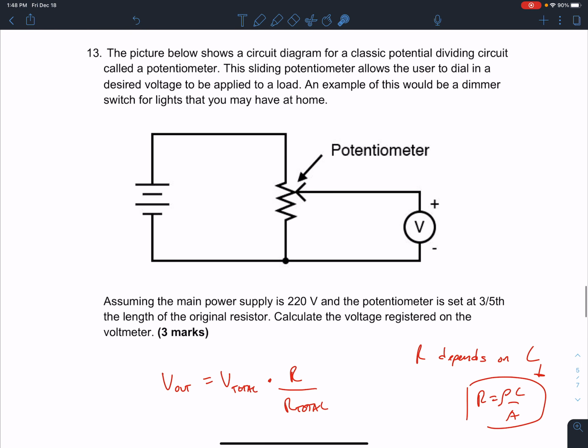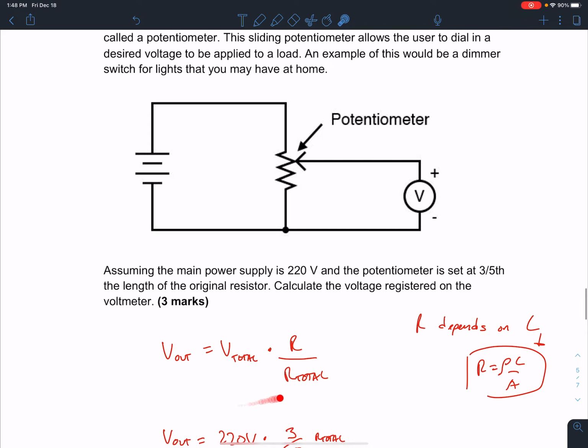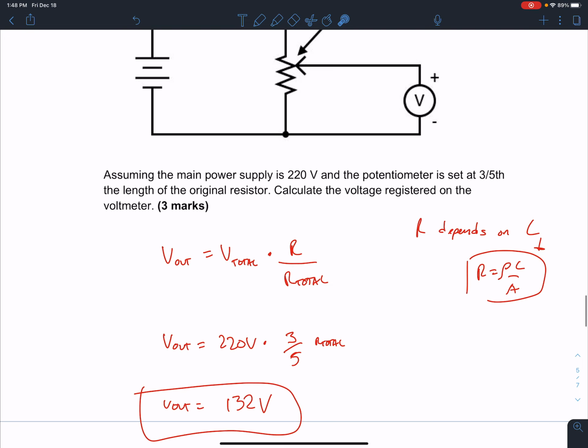Okay, and then the last one is a potential divider circuit where you basically apply this relationship. The potential out is equal to the total potential of the circuit times that ratio. The resistance of that component, that fractional resistance, over the total resistance times that will give me what I get out. Now, because the resistance of a resistor depends on the length, it's directly proportional to the length, as I say over here. If I only go 3/5 of the length, then I'm going to get 3/5 of the total resistance over here. So 3/5 times 220 volts gives me 132 volts coming out.